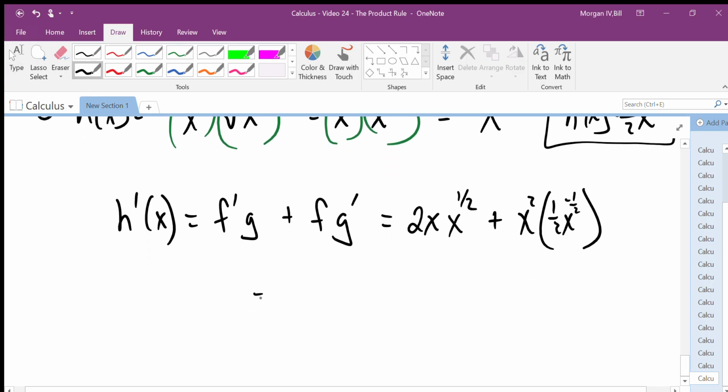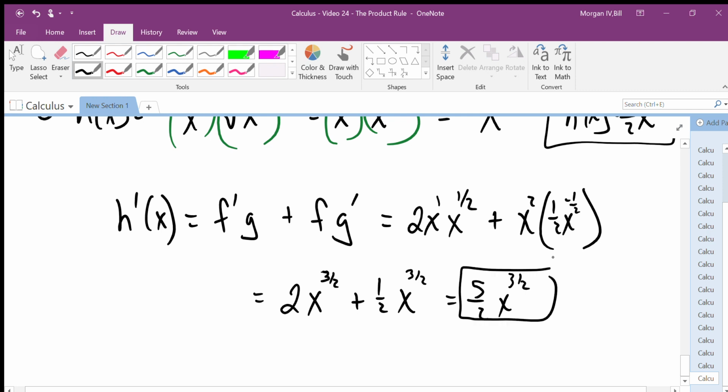And if I simplify, I get 2x to the, I have an exponent of 1 on that first x, so 1 plus 1/2 is 1.5 or 3/2, plus 1/2 x to the 2 minus 1/2, that would also be 3/2. And if I add that together, 2 plus 1/2 is 5/2, x to the 3/2. I really do get the same thing using the product rule.